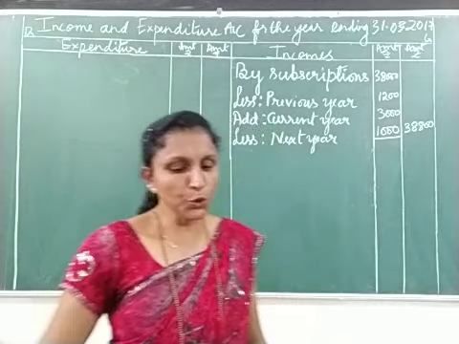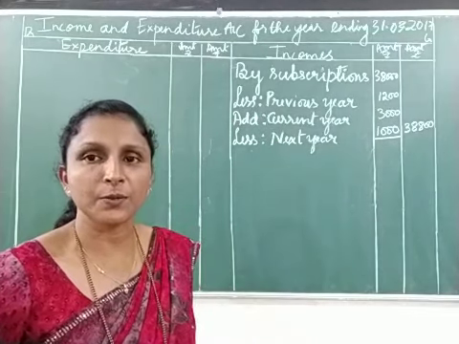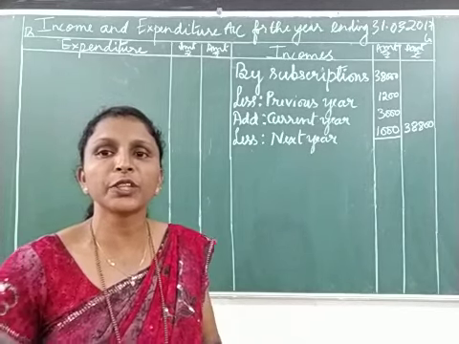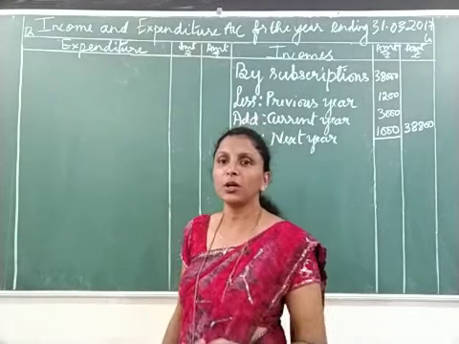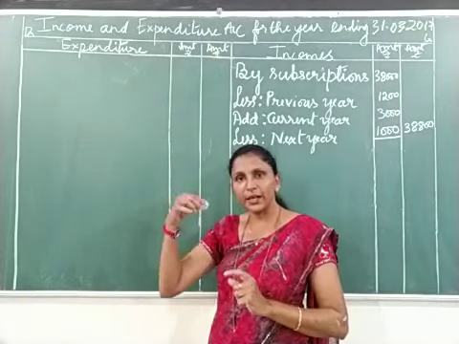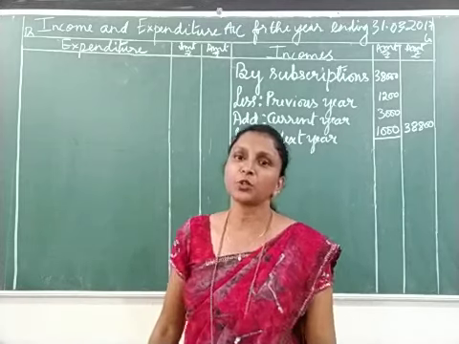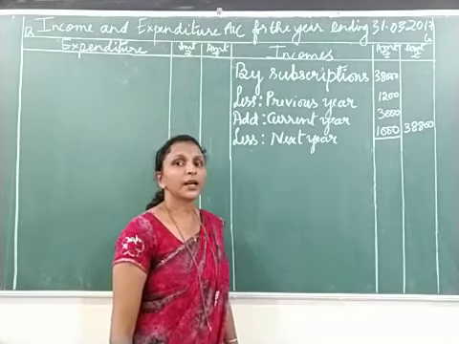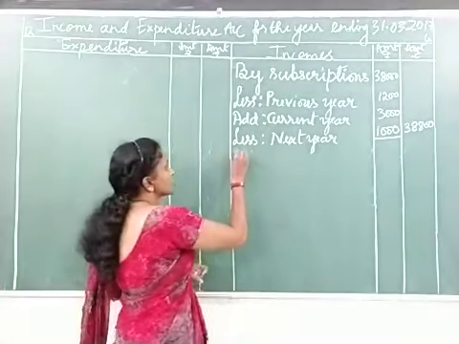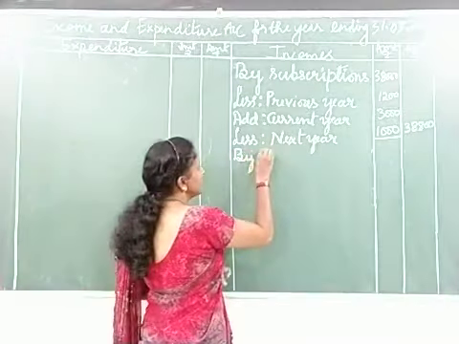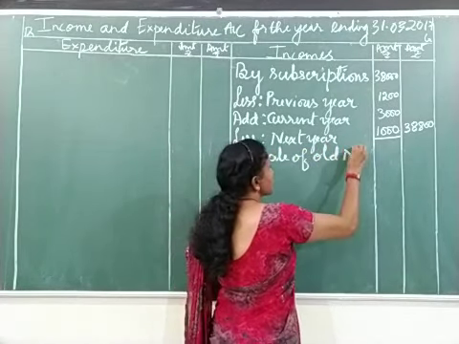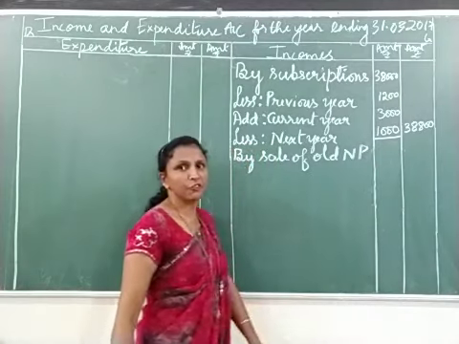Next one, sale of old newspapers. As we said, the word old is given. So what do we have to do with the word old? Is it a revenue item or capital item? Revenue item. So let's tick it and write it. As it is revenue, it goes to the income and expenditure account, on the opposite side. So this side I will write, credit side. What is the item given? By sale of old newspapers. You write the full form.